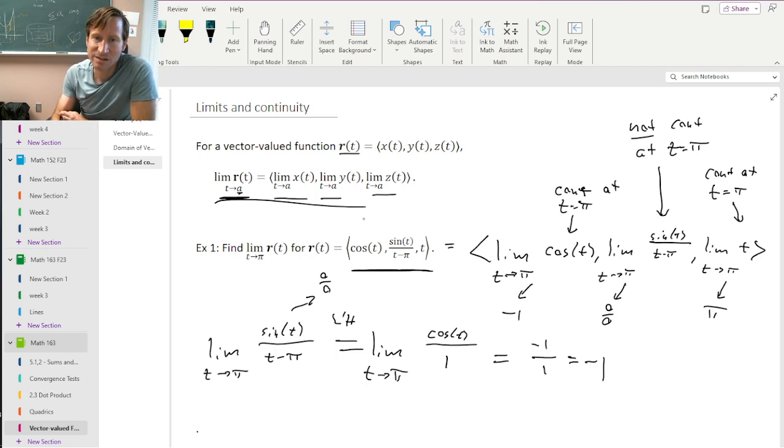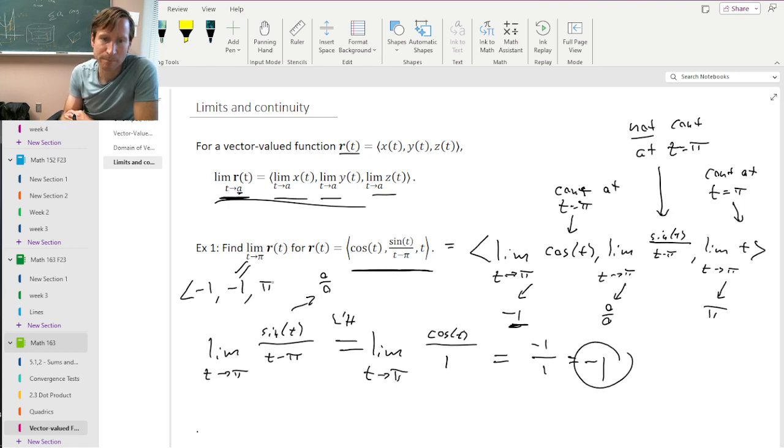So the limit we were looking for is: the x-coordinate is -1, the y-coordinate is -1, that's the one we had to work for, and the z-coordinate is pi. That's how limits work for vector-valued functions.